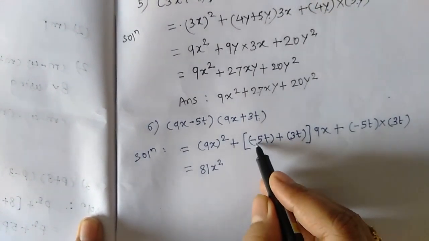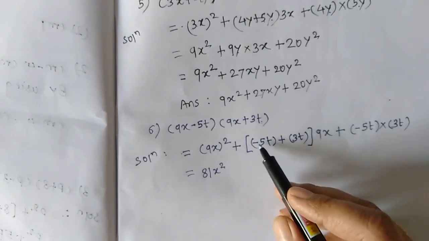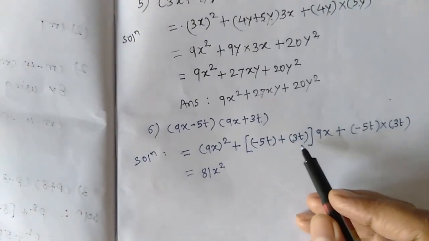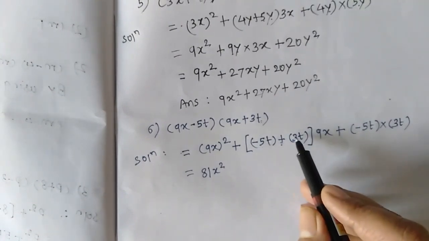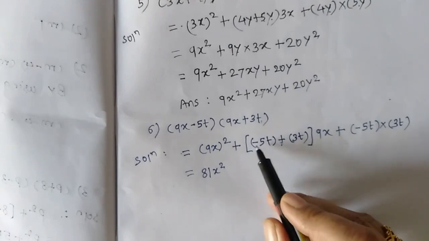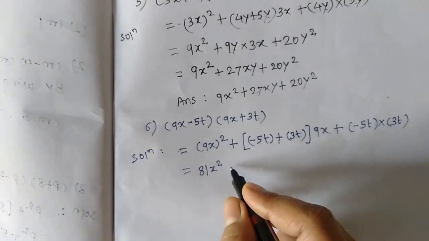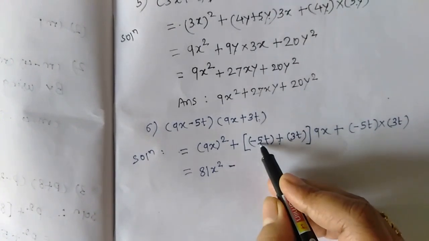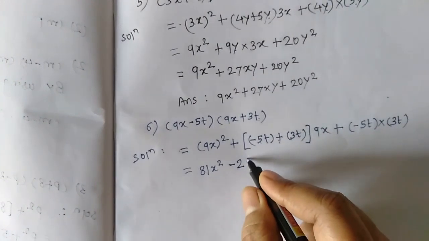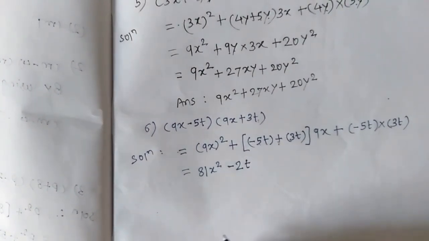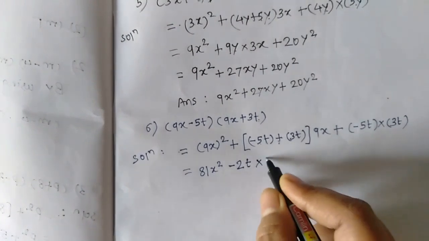Now here minus 5t plus thrice t. So when one number is negative and one number is positive and the operation is addition, then we take the subtraction and give the sign of the greater number. So what is greater here? 5. So give the sign negative. So minus 5 and 3, take the subtraction, is 2 and t as it is, into 9x.